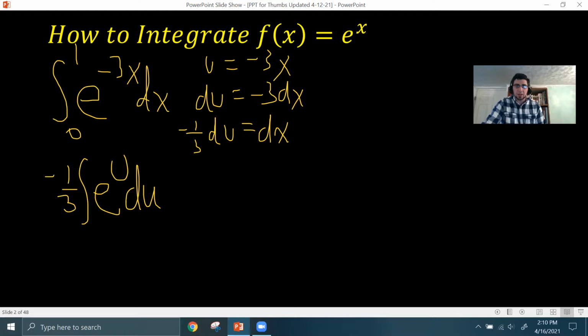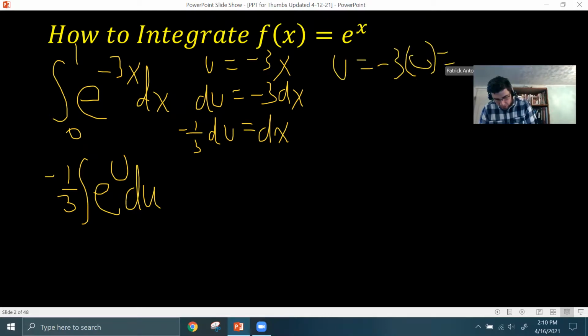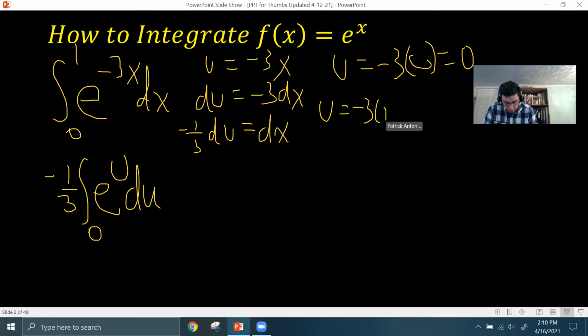So if u is negative 3x, right, and x starts at 0, then if I plug 0 in for x, I'm going to get 0. And so that means the lower limit of 0 is going to stay the same. However, if I plug in 1, in terms of x, the upper limit was 1. Since u is -3 times the x value, the upper limit on u is going to end up being -3.